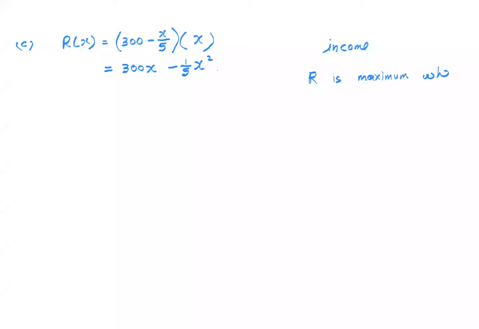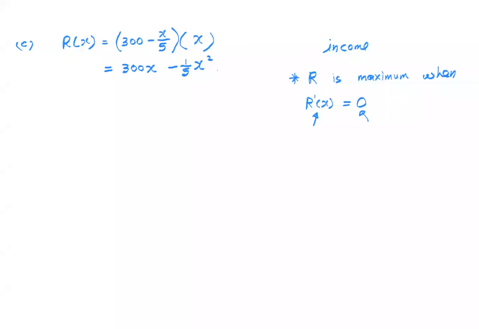When R prime x equals 0. So that means now I have to get my R prime x, equate it equal to 0. Then I will get the value of x here that will make R maximum. So this is a very important fact when you talk about optimum value.